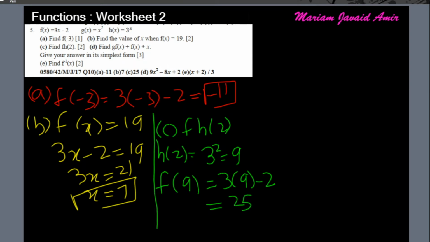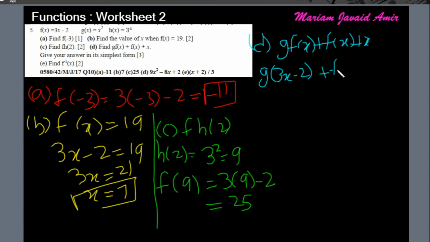Part D, find g(f(x)) + f(x) + x. Give your answer in its simplified form. So g(f(x)) is, in the function g, replace x with f(x), and f(x) was 3x - 2. Let me write it like this in the first step. Then I have to add f(x), then x.